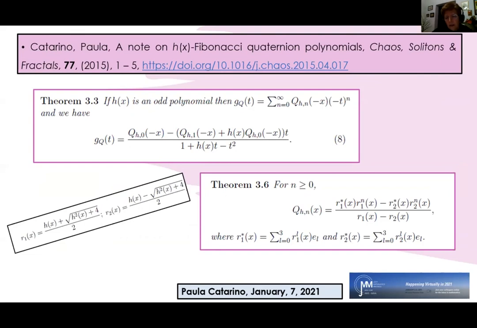And here in Theorem 3.6, we have the Binet formula. When we have the Binet formula, we have the opportunity to find the term of any order in terms of the roots of the characteristic equation.